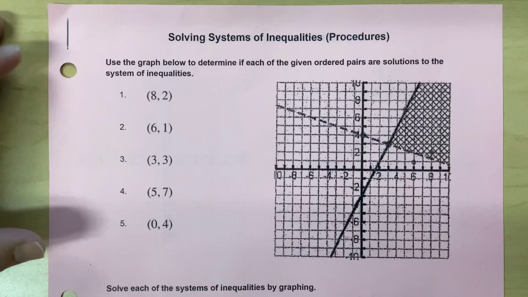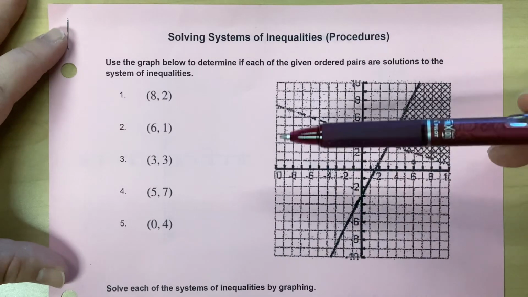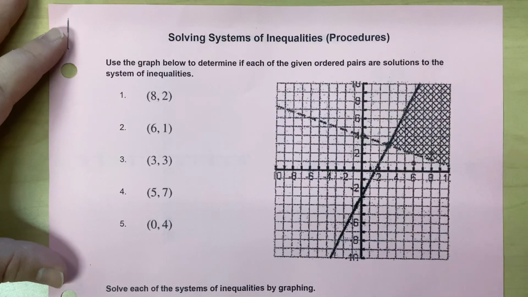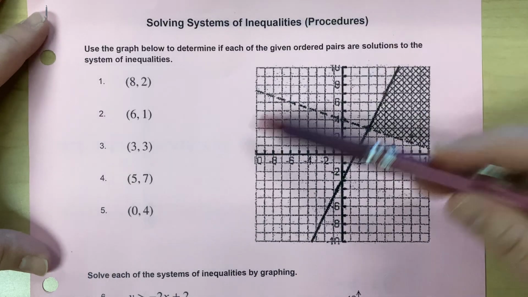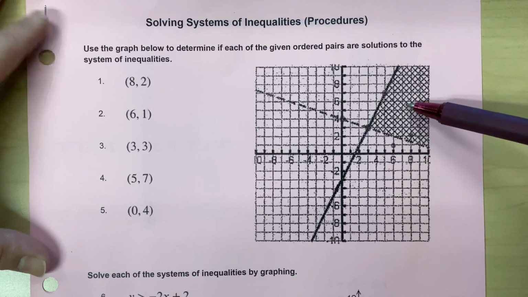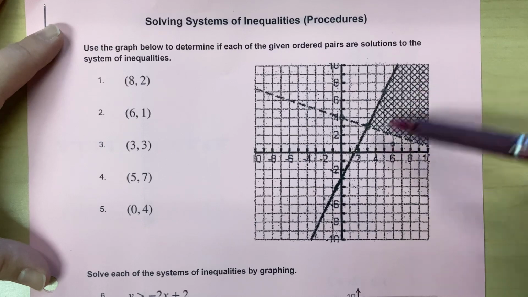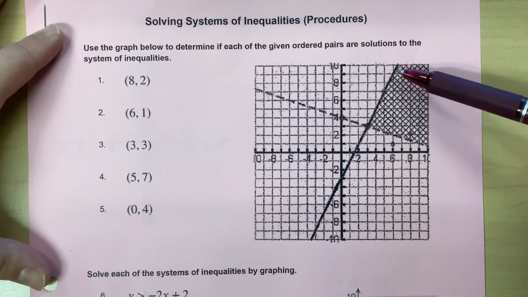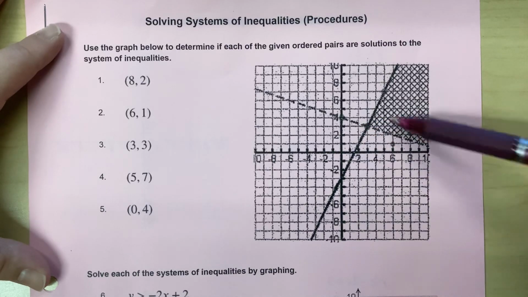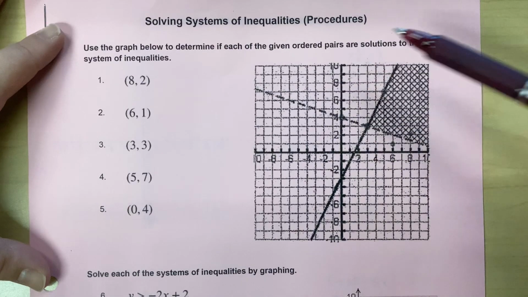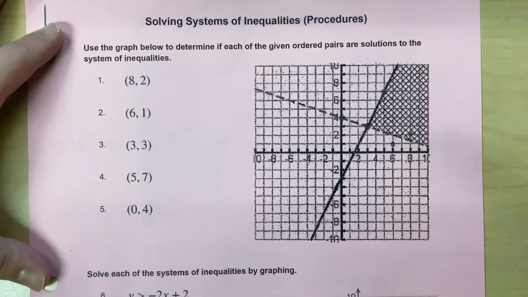So we're going to start by talking about how to decide whether or not an ordered pair is a solution to a system. So we're given this graph, and remember, the solution to a system of inequalities is where the shading overlaps. So if you see on this graph, there's only one section of shading, and that's where it overlaps, because in reality, the shading for the solid line would have been this whole area here, and the shading for the dashed line would have been this whole area here. So the overlap is right in here.